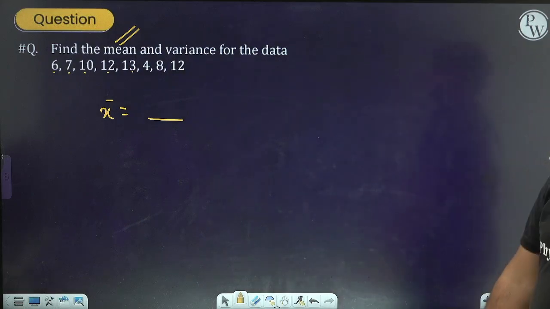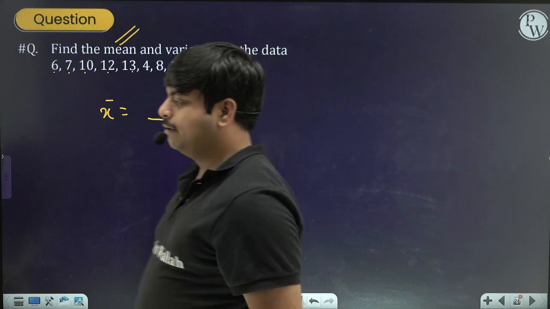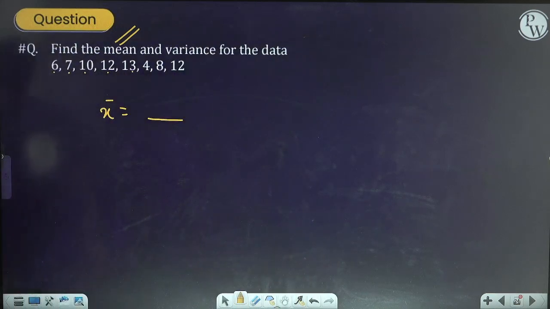And now, how to go for variance? People, we have already discussed those methods. We have discussed already how to get the variance. So please try to solve all these, students. Not a big task, I'm saying.